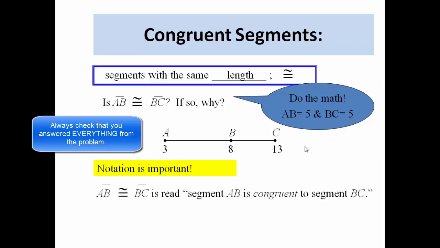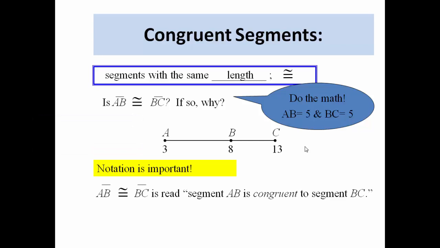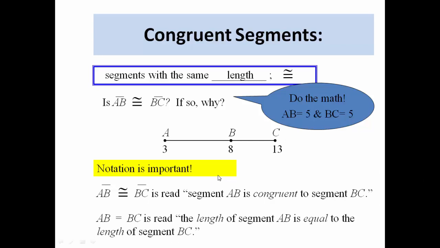So notation is really important whenever we're talking about segments and their length. Down here we have the segment AB is congruent to segment BC. Notice how it is red. Next, we have the length of segment AB is equal to the length of segment BC. So if you're talking about just the line segment, make sure you have the line going over the top of AB and over the top of BC. When we're talking about the measure of that segment, we take away the lines and our congruent symbol turns into an equal symbol.